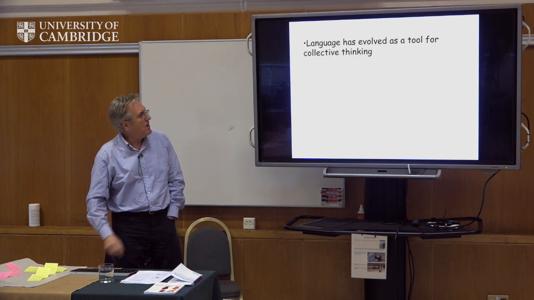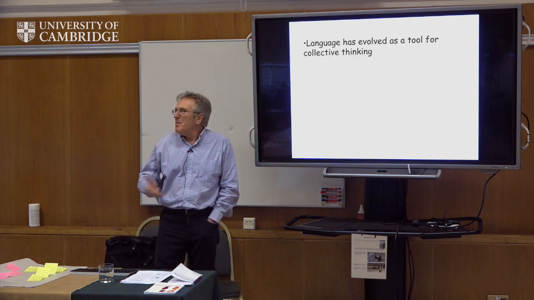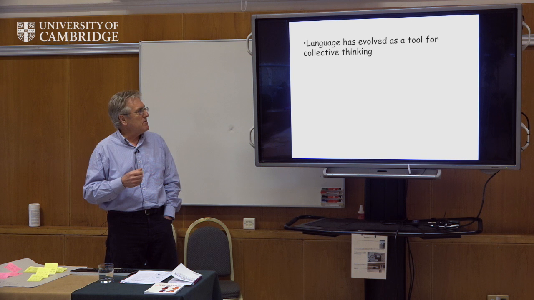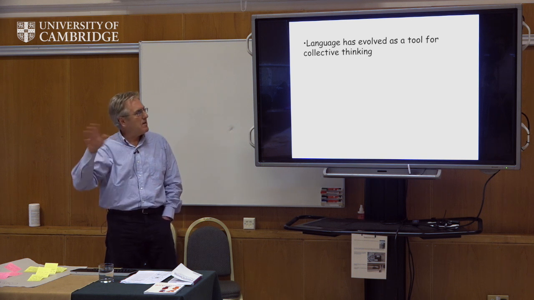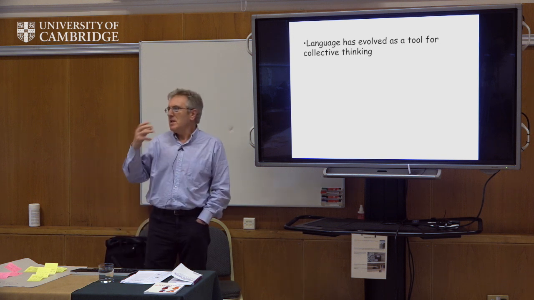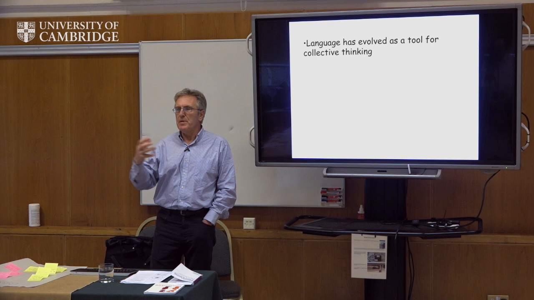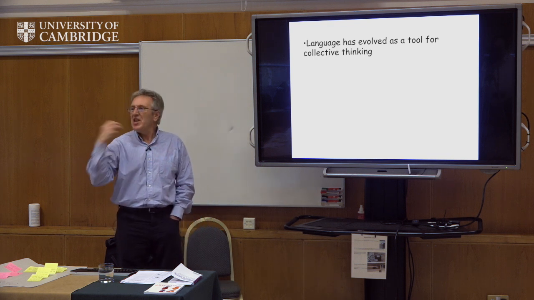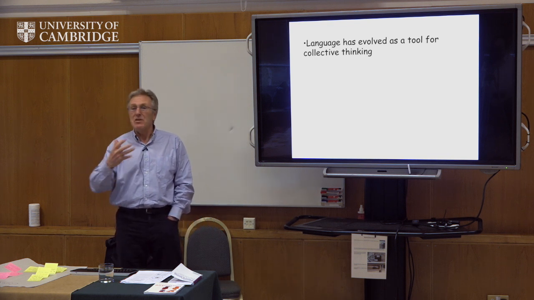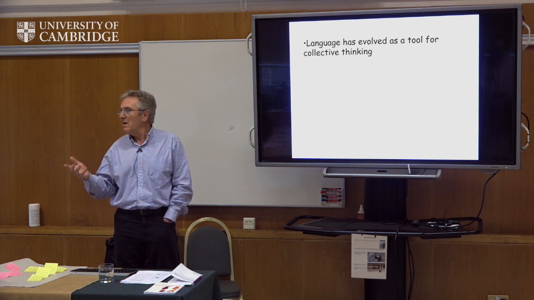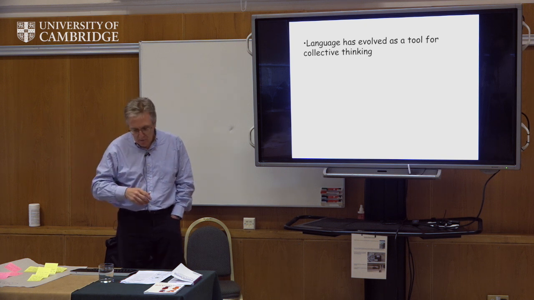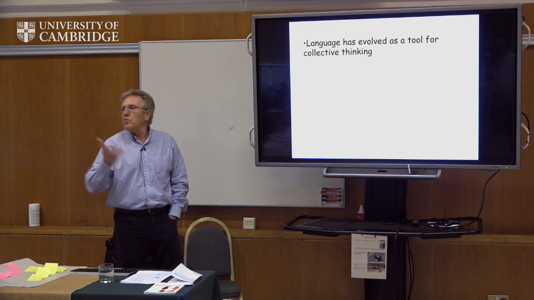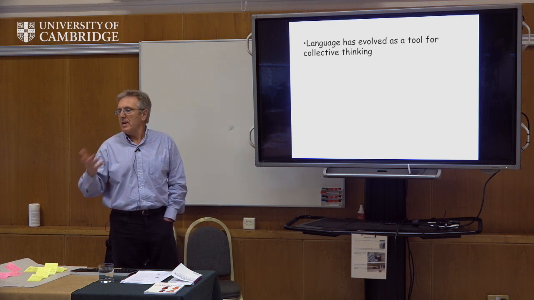So if we think about it then, the more modern way of thinking within sociocultural theory and psychology, and one of the readings I gave you, I'll go into this in a bit more detail, is that language essentially has evolved with our species as a tool for thinking collectively. And that's what we can do which other species can't. We can operate in that way. We can change what we do on the basis of our collective thinking.